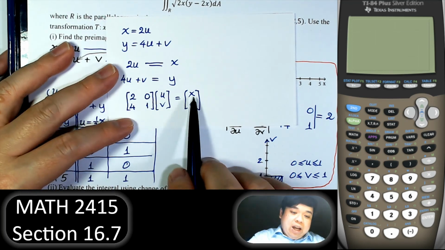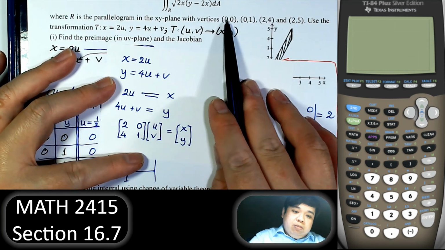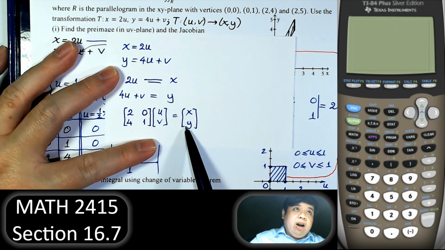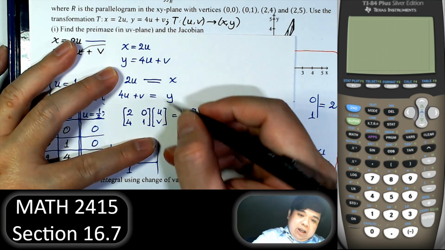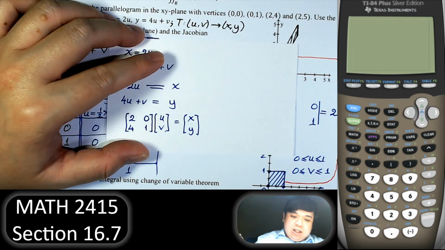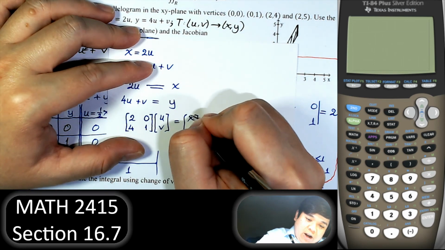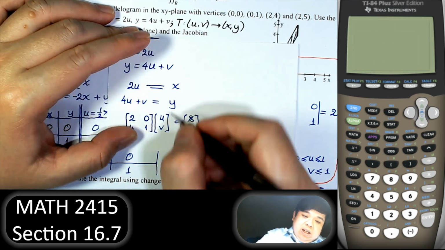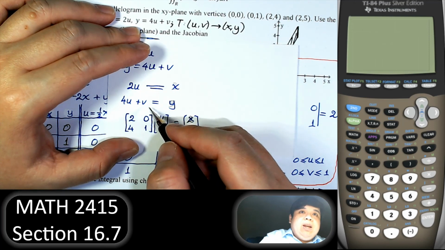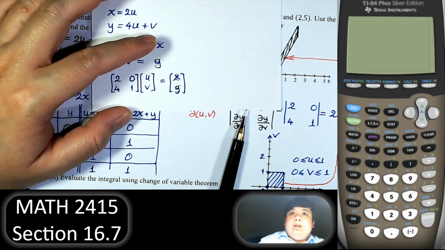And then we can put x, y in terms of 0, 0, 0, 1, 2 and 4, 2 and 5 in here. Let's say we have the point 2 and 5 for x and y. We certainly can solve for u and v, right? And the way we do that, I'll use the calculator.